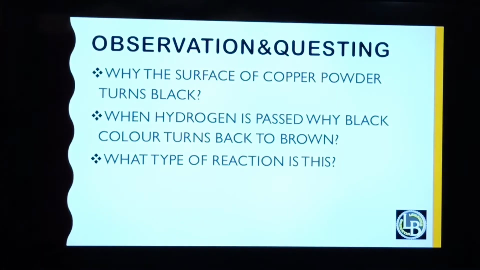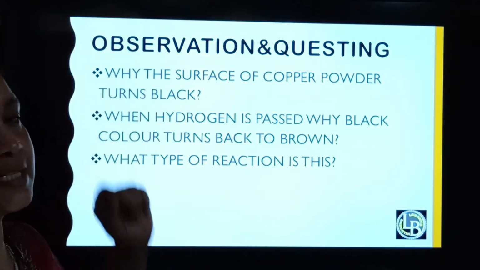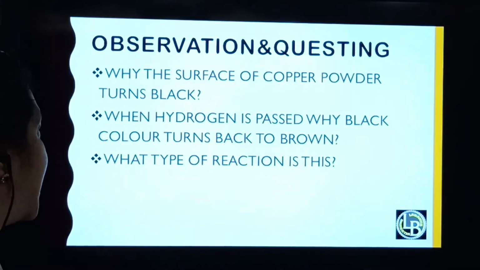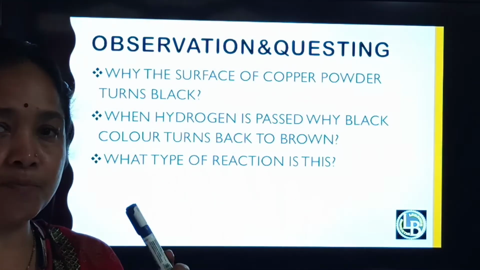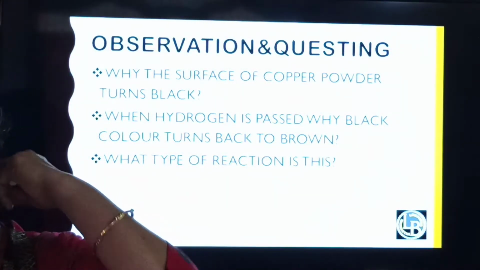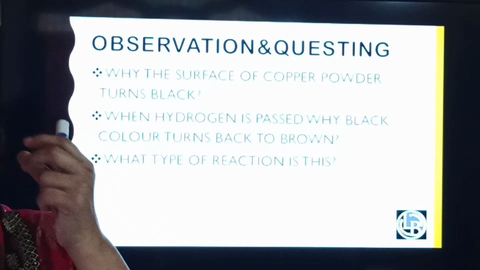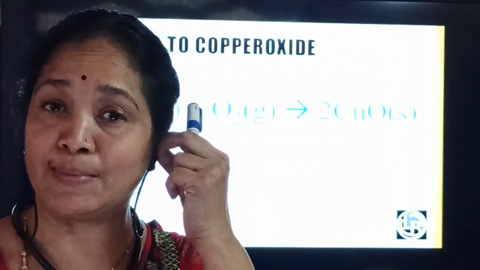Now, what type of reaction is this? In the first case, there is an oxidation done. In the second case, there is a reduction done. So reduction and oxidation both are done simultaneously. We call such type of reactions redox reactions. Right, children?